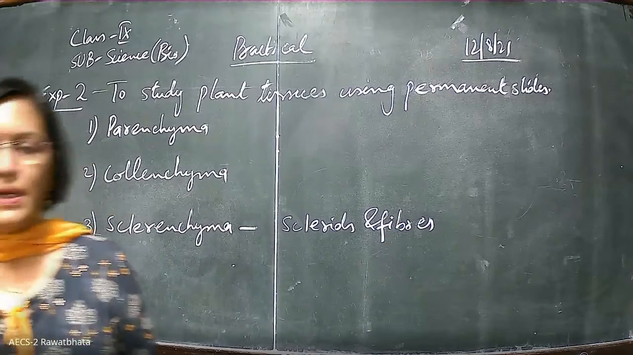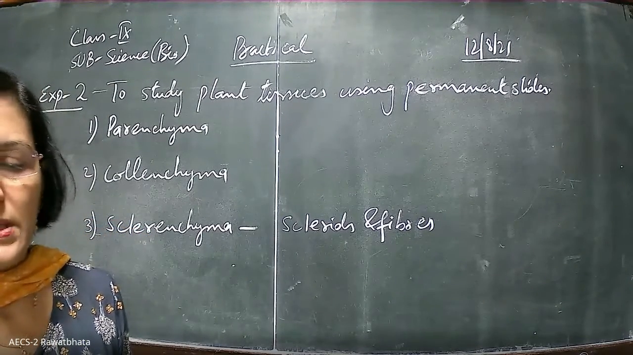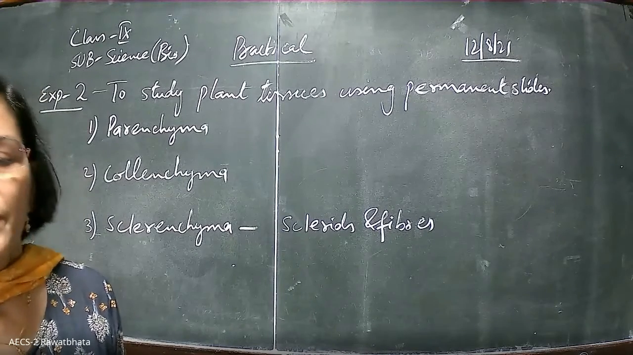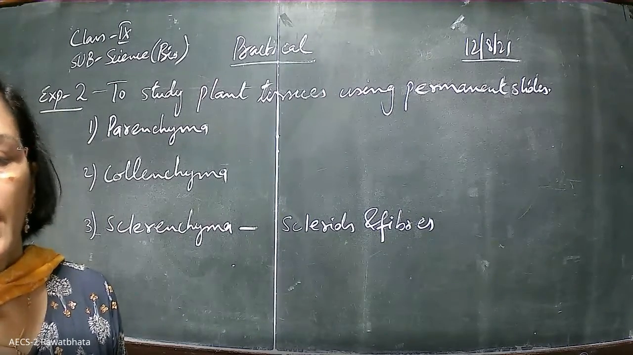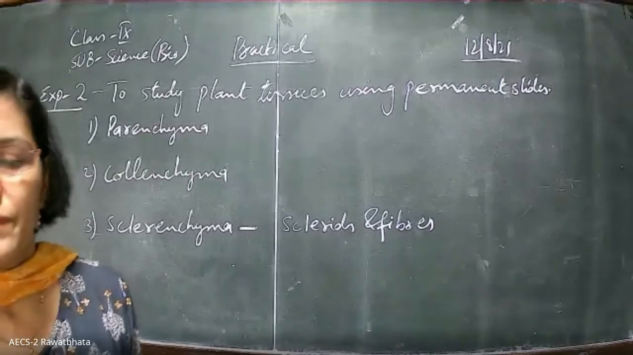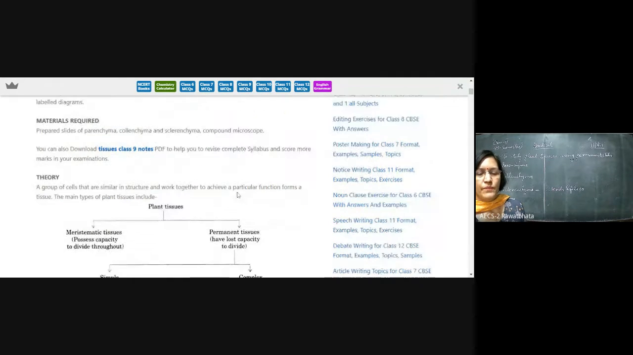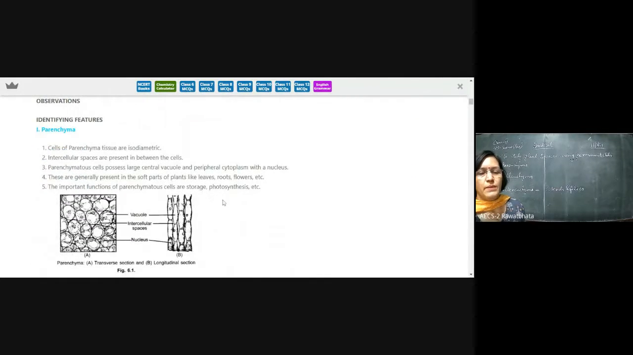As the steps indicate, for all the 3, we are going to have a look at the steps. If you are holding the practical book, well and good. If not, let's have a look at these steps. What all do we observe? So here we go. Plant tissues, and the first step is for parenchyma.